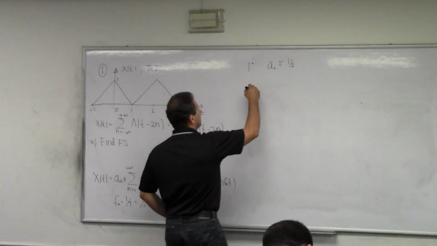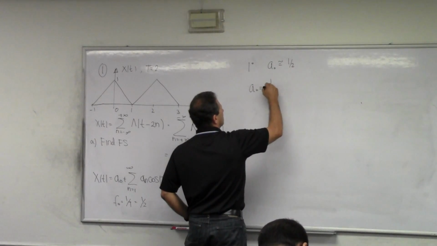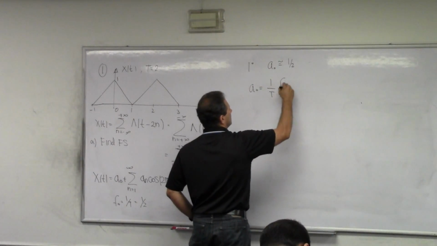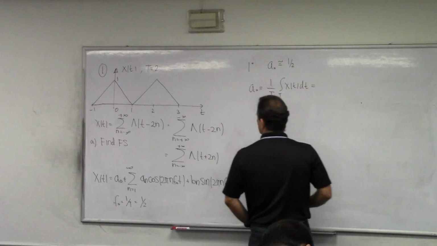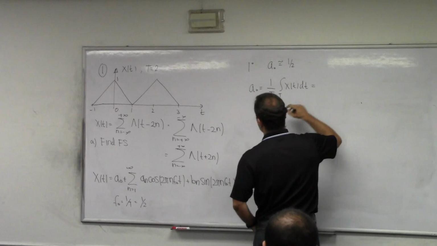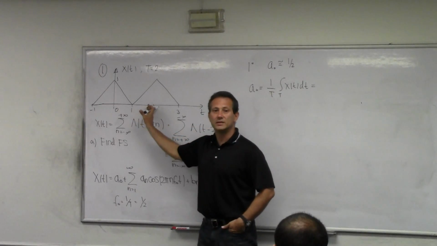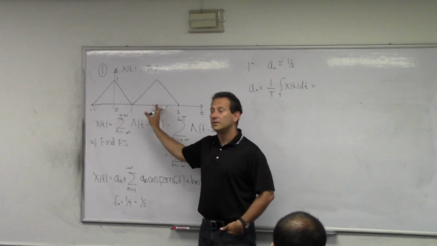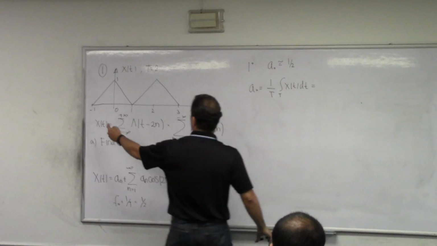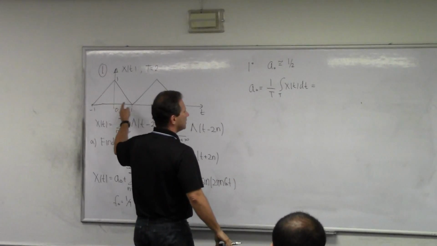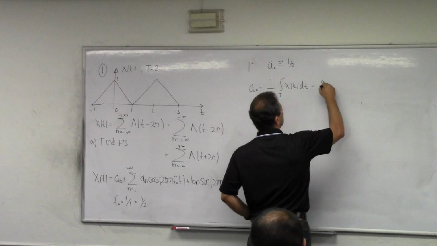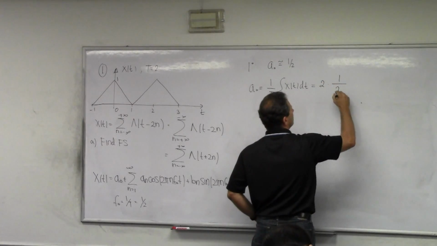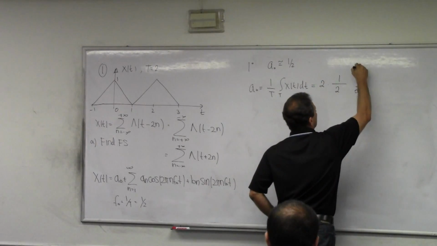So how do I calculate a0? a0 is 1 over T, integral over T, x of t dt. I'm going to calculate this. I also notice, what kind of symmetry does this function have? Even, right? So instead of integrating from -1 to 1, I'm going to integrate from 0 to 1 and then multiply that by 2. So it's going to be 2 times 1 over period, which is 2, integral from 0 to 1.